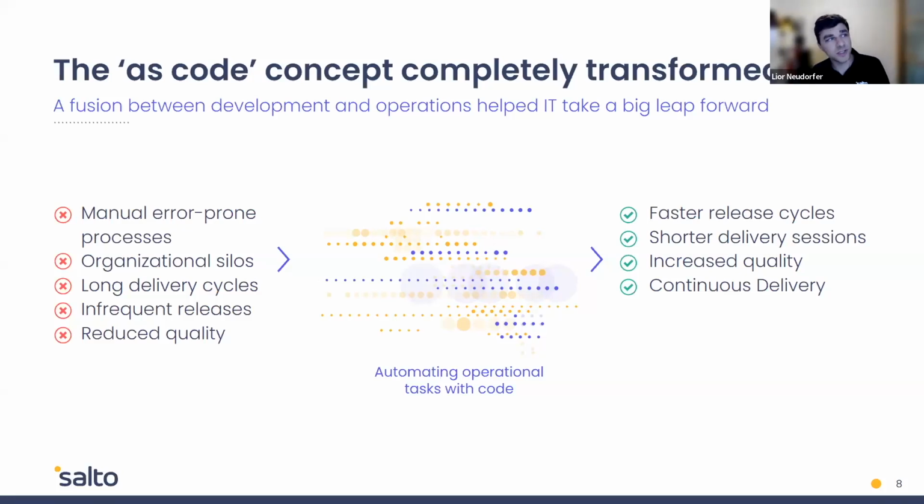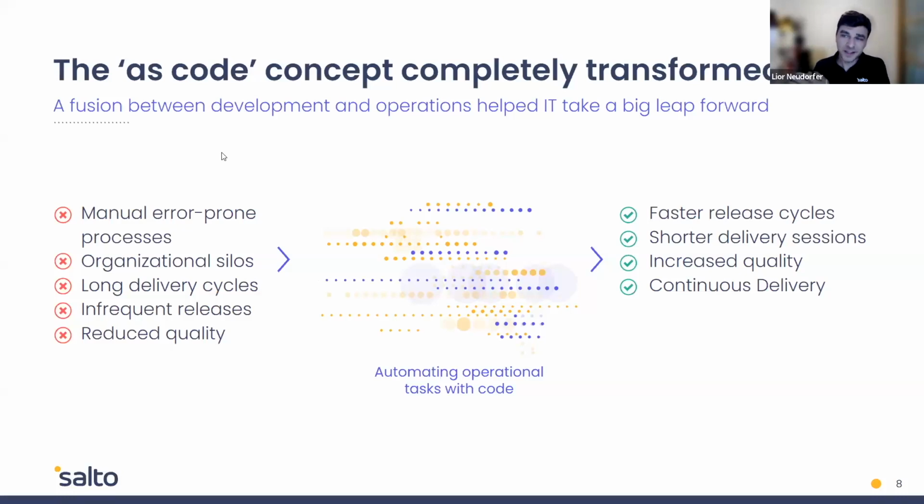And this revolution led to faster release cycles. In Salto, we release new features to production multiple times a week. This is only possible because of this transformation, right? So faster release cycles, shorter delivery cycles, and eventually increased quality. Because if something doesn't work, we can fix it really quick. And this is the modern way, right? If you think about software developers or DevOps, this is how they work. They work with code.